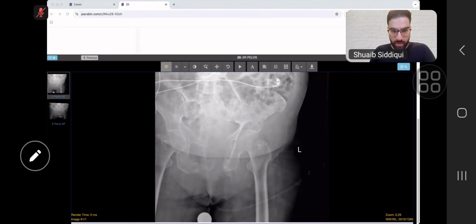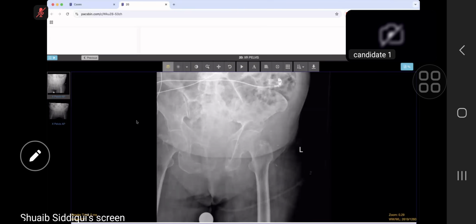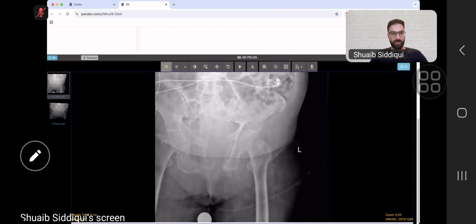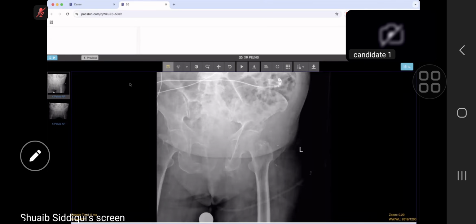Candidate one, whenever you're ready, can you take me through this AP pelvis radiograph? It's an elderly lady who's presented to the emergency department with inability to mobilize. I've been presented with an AP frontal projection of the pelvis, in which the first abnormality that catches my eye is a lytic lesion involving the region of the pubic symphysis. I'm not able to delineate the cortical borders well in that area.